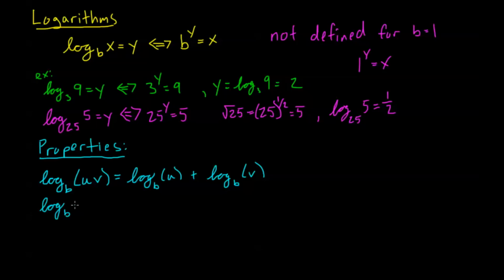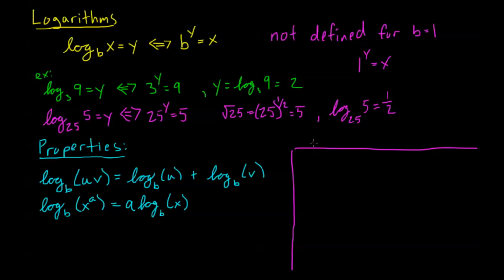Okay, now the next one, this one I'll probably derive for you. If I have log base b of x to the a, that's equal to, I can pull this a out in front, a times log base b of x. Now this follows from my exponential laws that we went over. Let's just look at log base b of x equal to some y. If log base b of x equals y, that's the same thing as saying b to the y equals x.